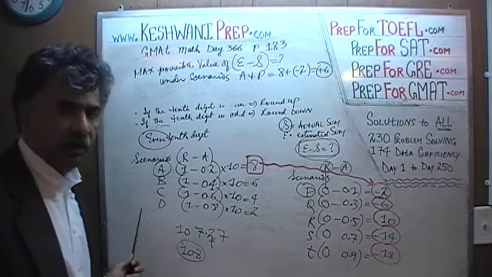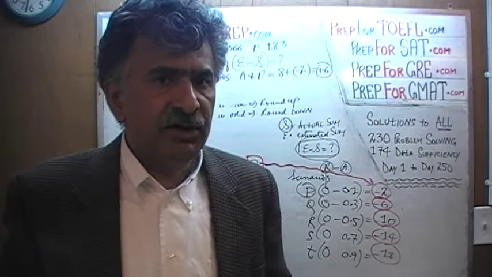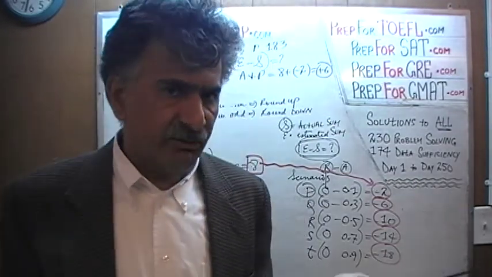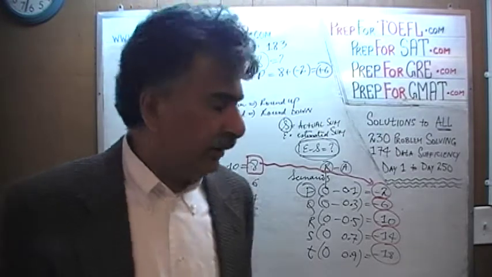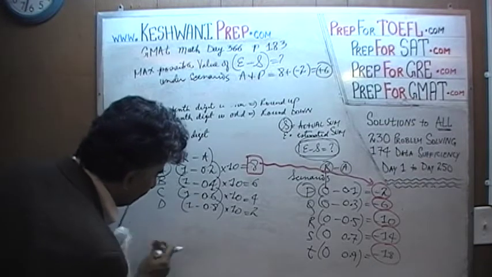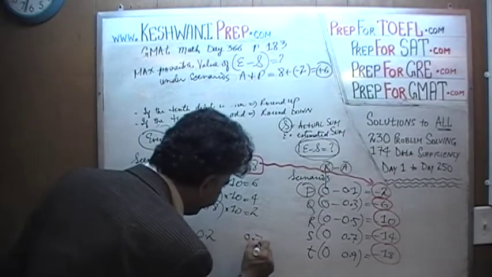There are infinite different possibilities, but we don't have to worry about all of those things because there are only three choices that are given to us. The three choices presented to us are of such nature that we only have to look at the simplest possible scenario, which is just 0.2, that's it, or 0.7.